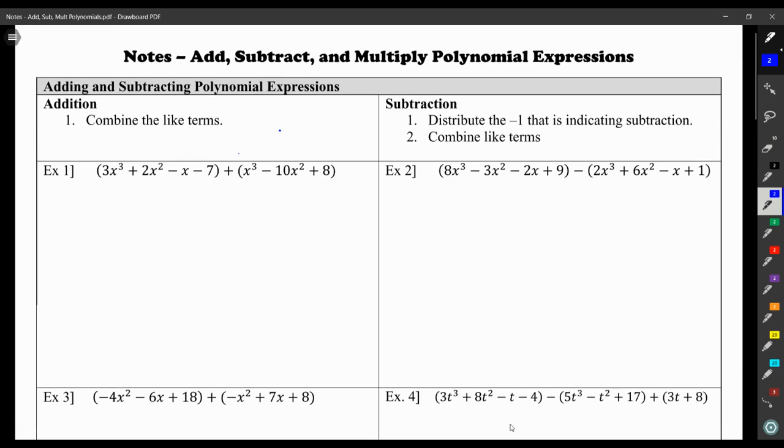Adding, subtracting, and multiplying polynomials. So the first section we have addition and subtraction. For addition, you're pretty much just combining all the like terms together.